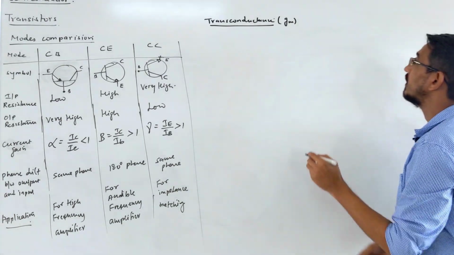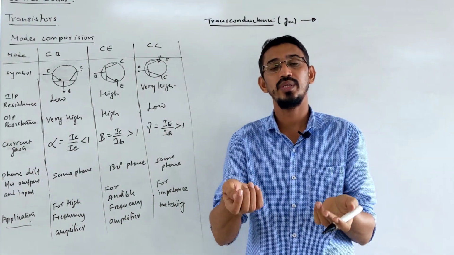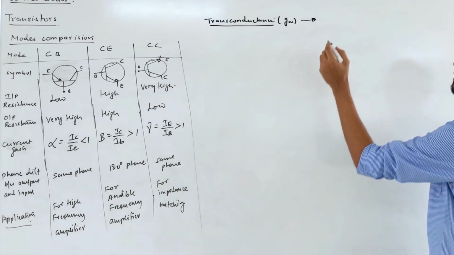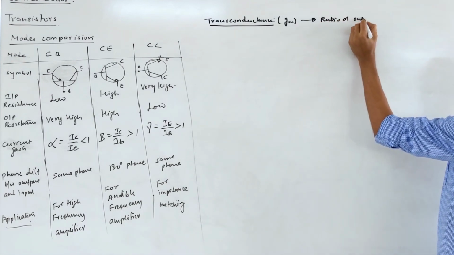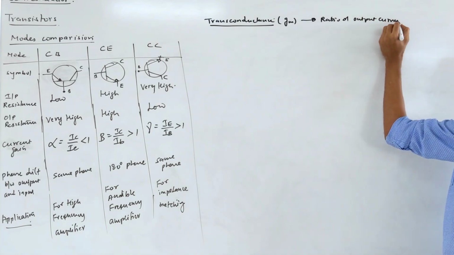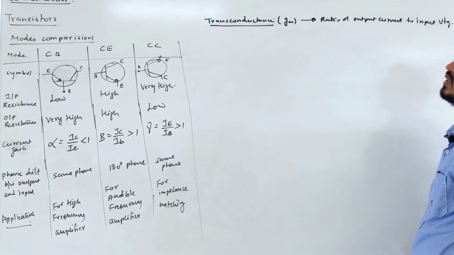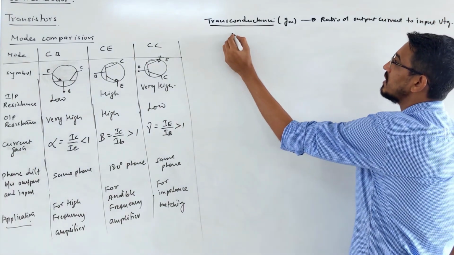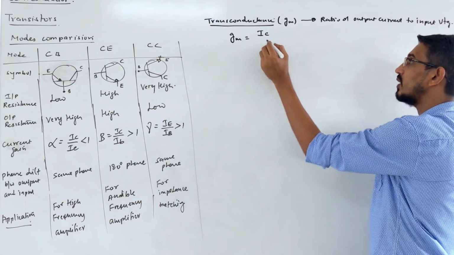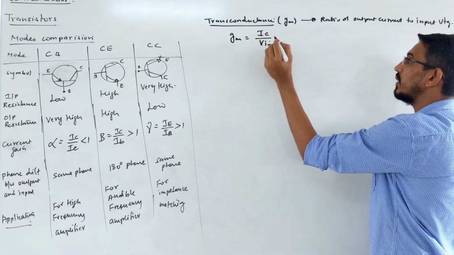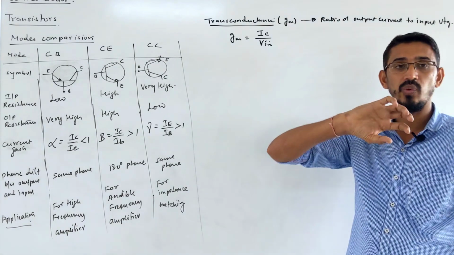So what is this actually? Let's see the definition. Transconductance is the ratio of output current to input voltage. This ratio is called transconductance, gm. The output current is generally IC only, and the input voltage is Vin.